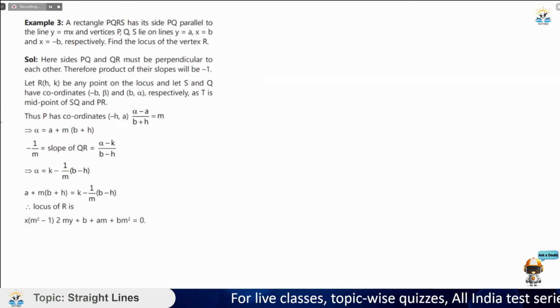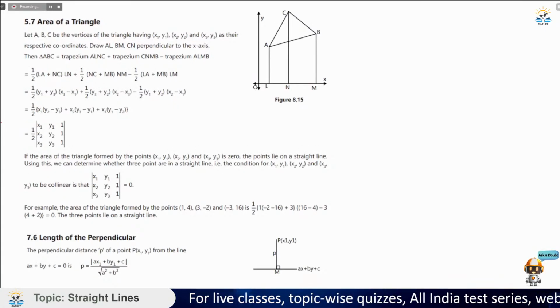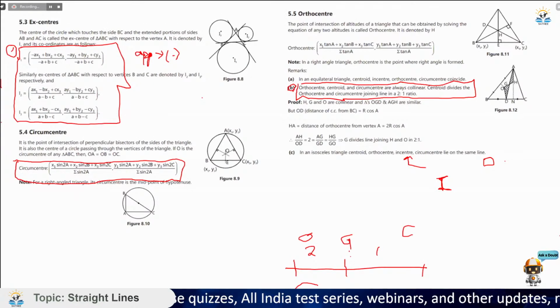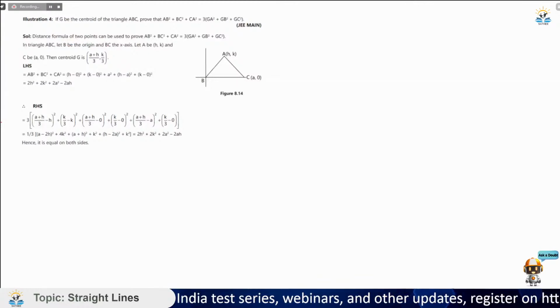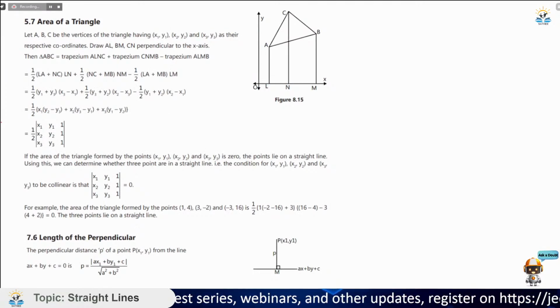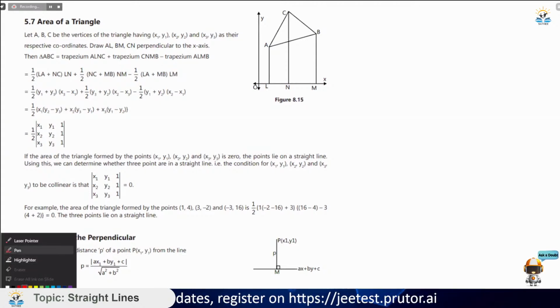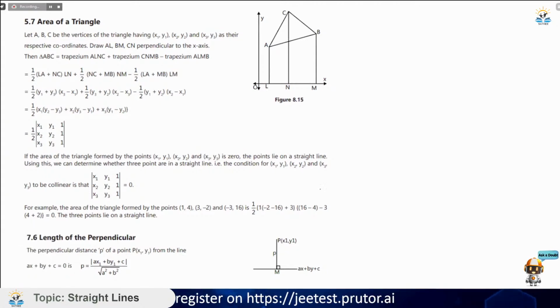Then we have the area of a triangle. What is the area of a triangle? We have studied determinants, so we can easily find it. Look, the area of a triangle is nothing but a determinant.